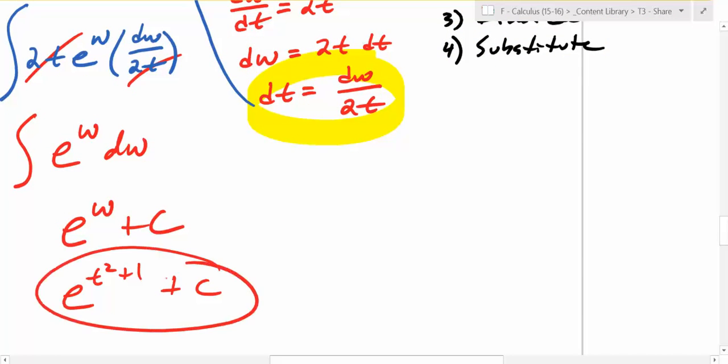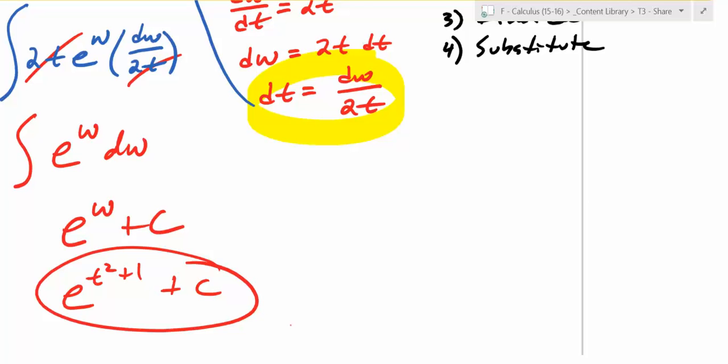All done. To see if it's correct, how do you test this to see if this is the integral? We took the antiderivative to get here, so what do we do to test this? Take the derivative. If you do the derivative of this, it's e to the t squared plus 1 times the derivative of this. What is the derivative of t squared plus 1? 2t, and that goes up front. Is that where it should be?